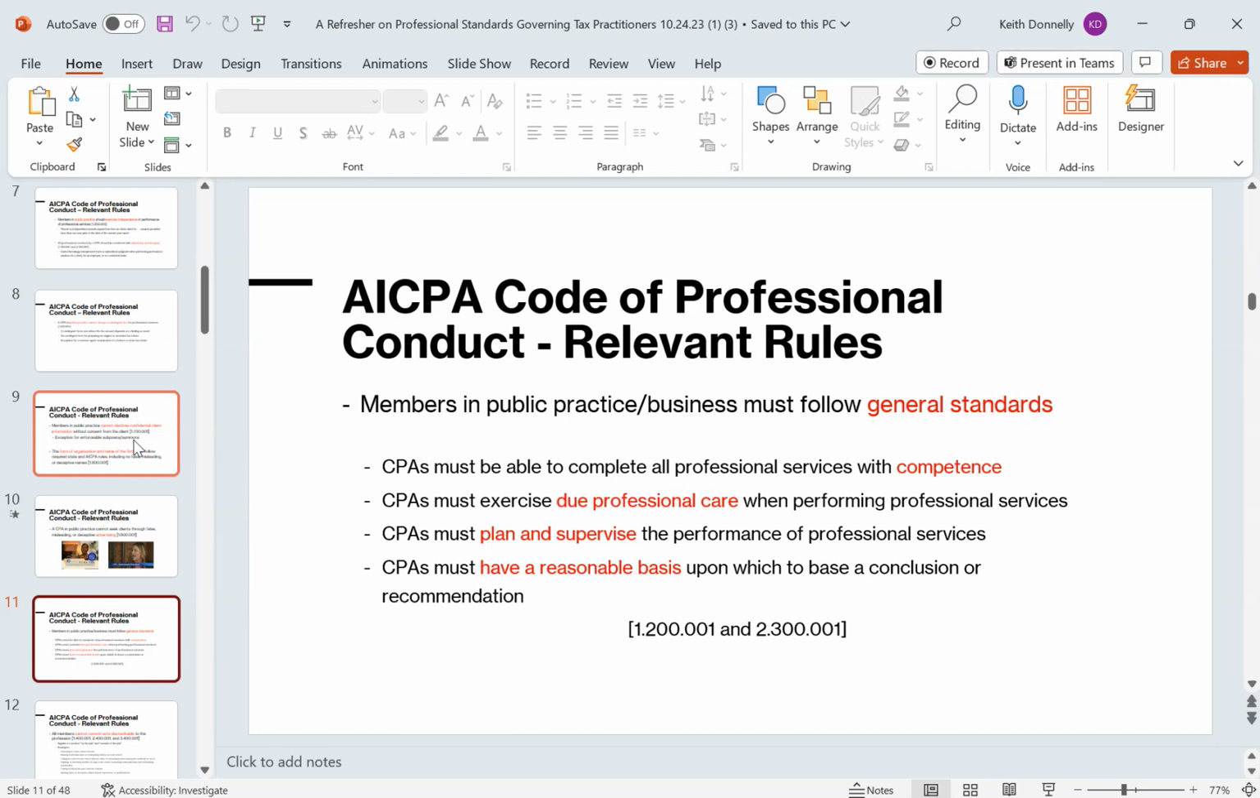But what this means is the people above you are going to have to plan and supervise you. In other words, if you screw up preparing the return and the manager or something doesn't catch it, or they just put their head in the sand, they can't do that. They have to have procedures, controls, mechanisms in place that conform with the code of conduct to supervise you. So just be aware of that.